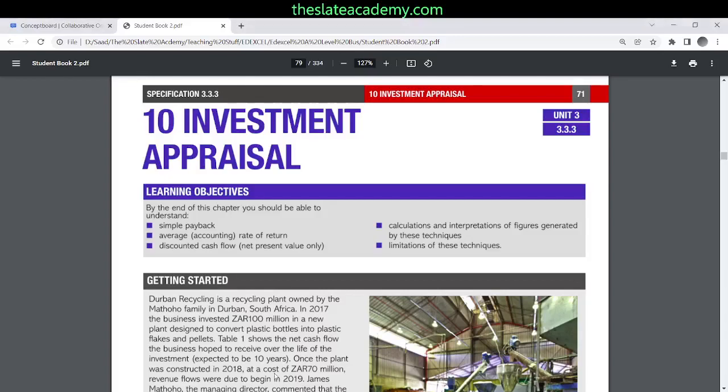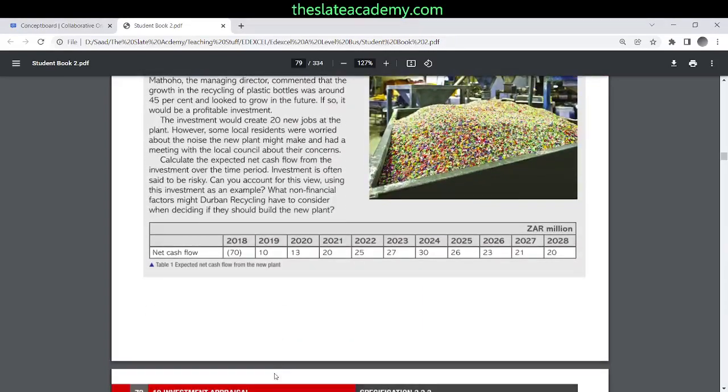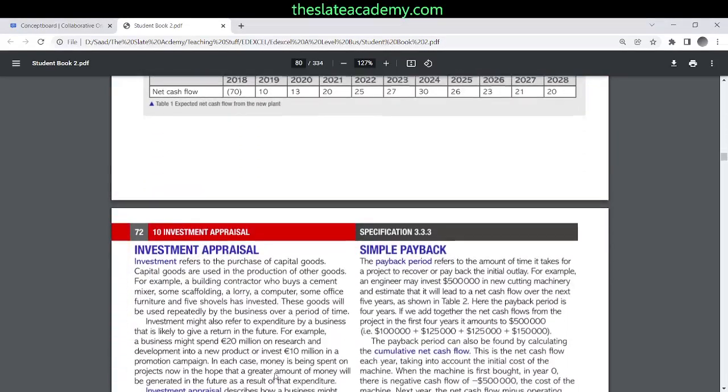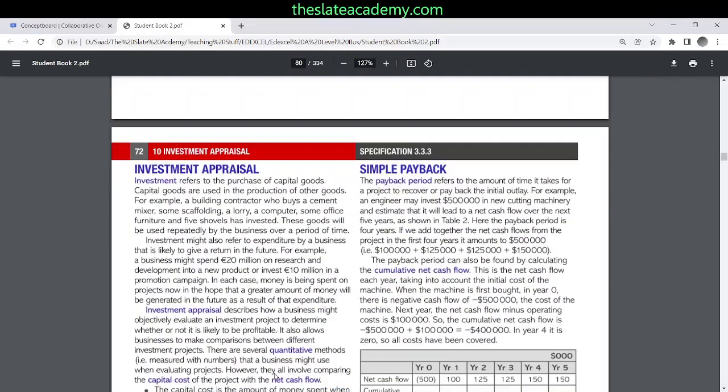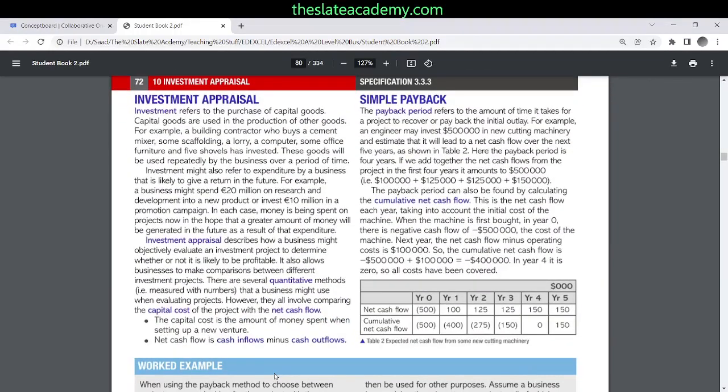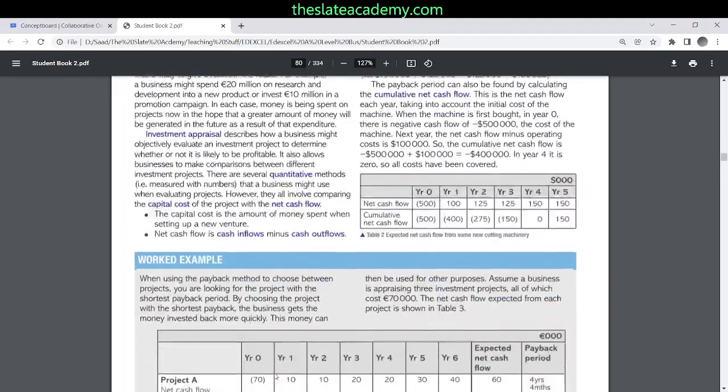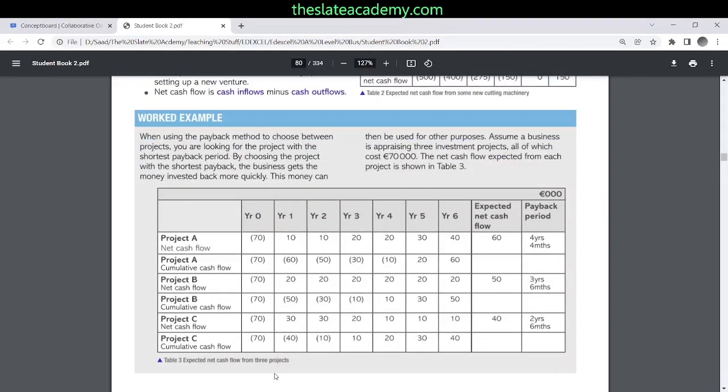All right, Mazen? Okay. Who can tell me about payback period? Payback period is how long it takes to pay back the liabilities. To break even.